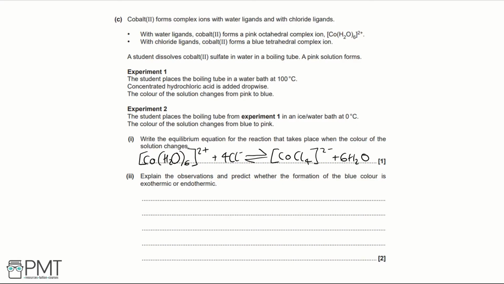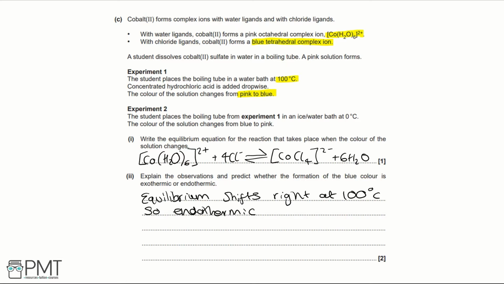Part 2. Explain the observations and predict whether the formation of the blue colour is exothermic or endothermic. The first statement we can make is that the equilibrium shifts depending on temperature, but we need to be a little more specific and say that the equilibrium shifts right at 100 degrees Celsius, which we're told in the question, because at 100 degrees Celsius the colour changes from pink to blue, which means it's going from [Co(H2O)6]2+ to the blue tetrahedral complex ion, or [CoCl4]2-. And therefore, that means that the enthalpy change for this equilibrium is endothermic and not exothermic.